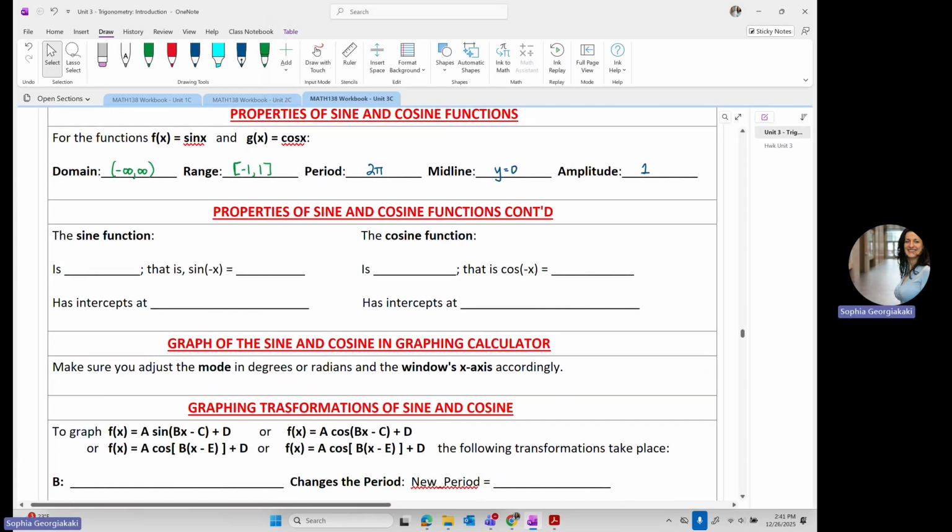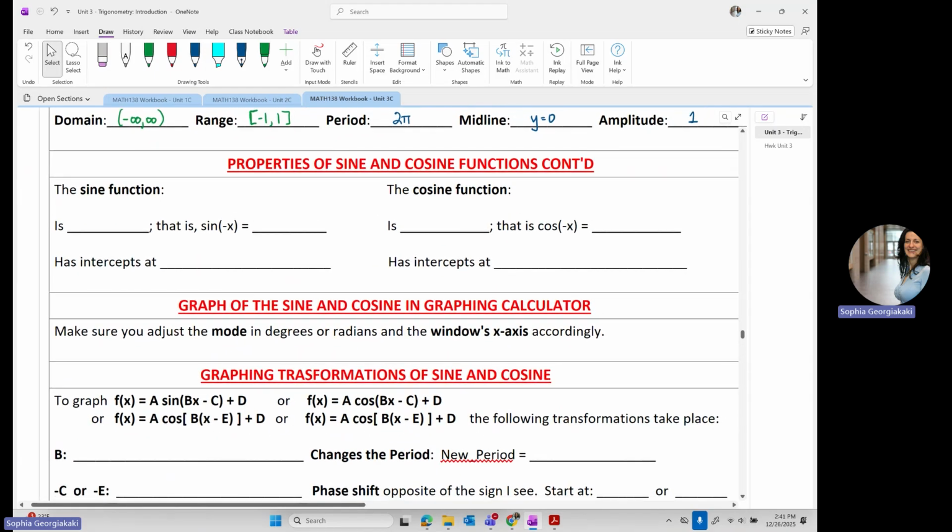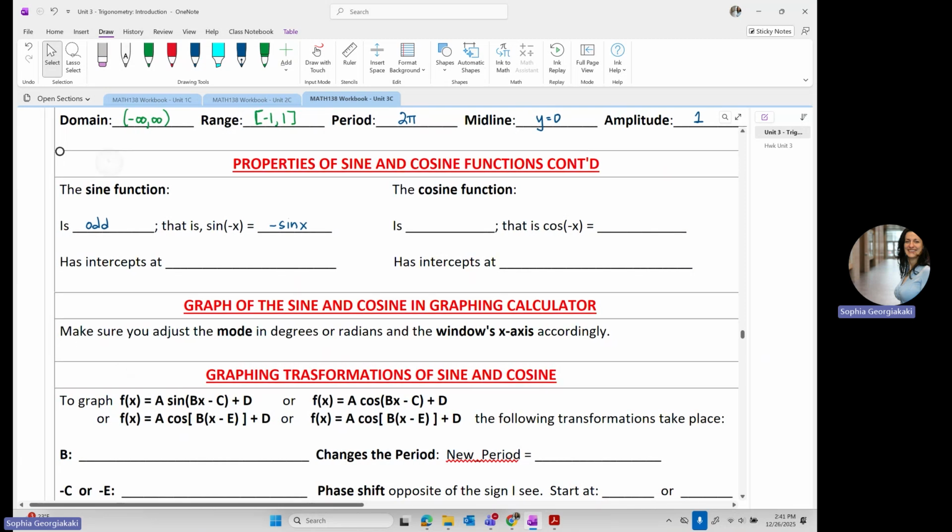So the sine function, one other thing that you have to remember is that the sine function is an odd function. Odd function means the sine of -x is minus the sine of x. And when you graphed that, it was symmetric with respect to the origin.